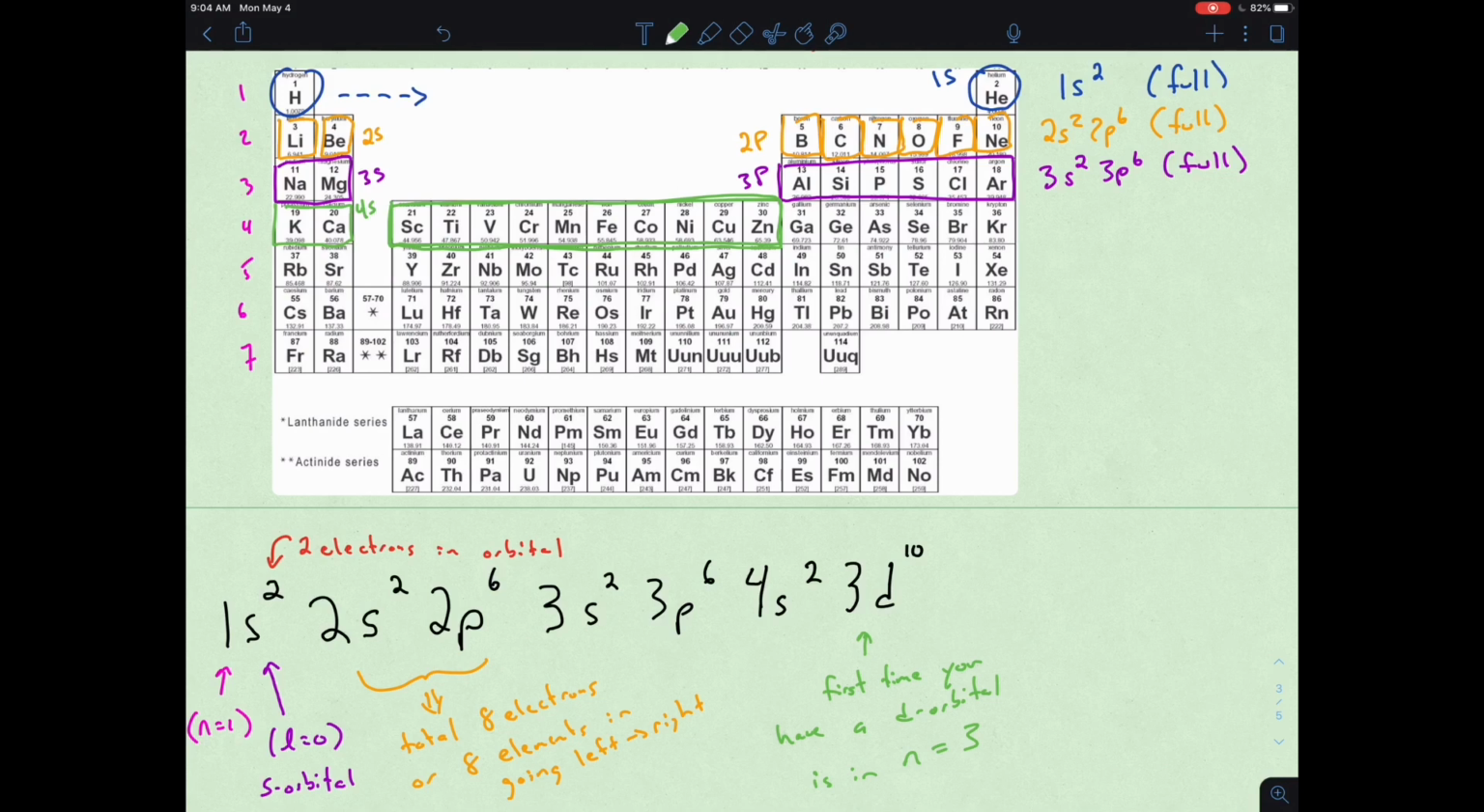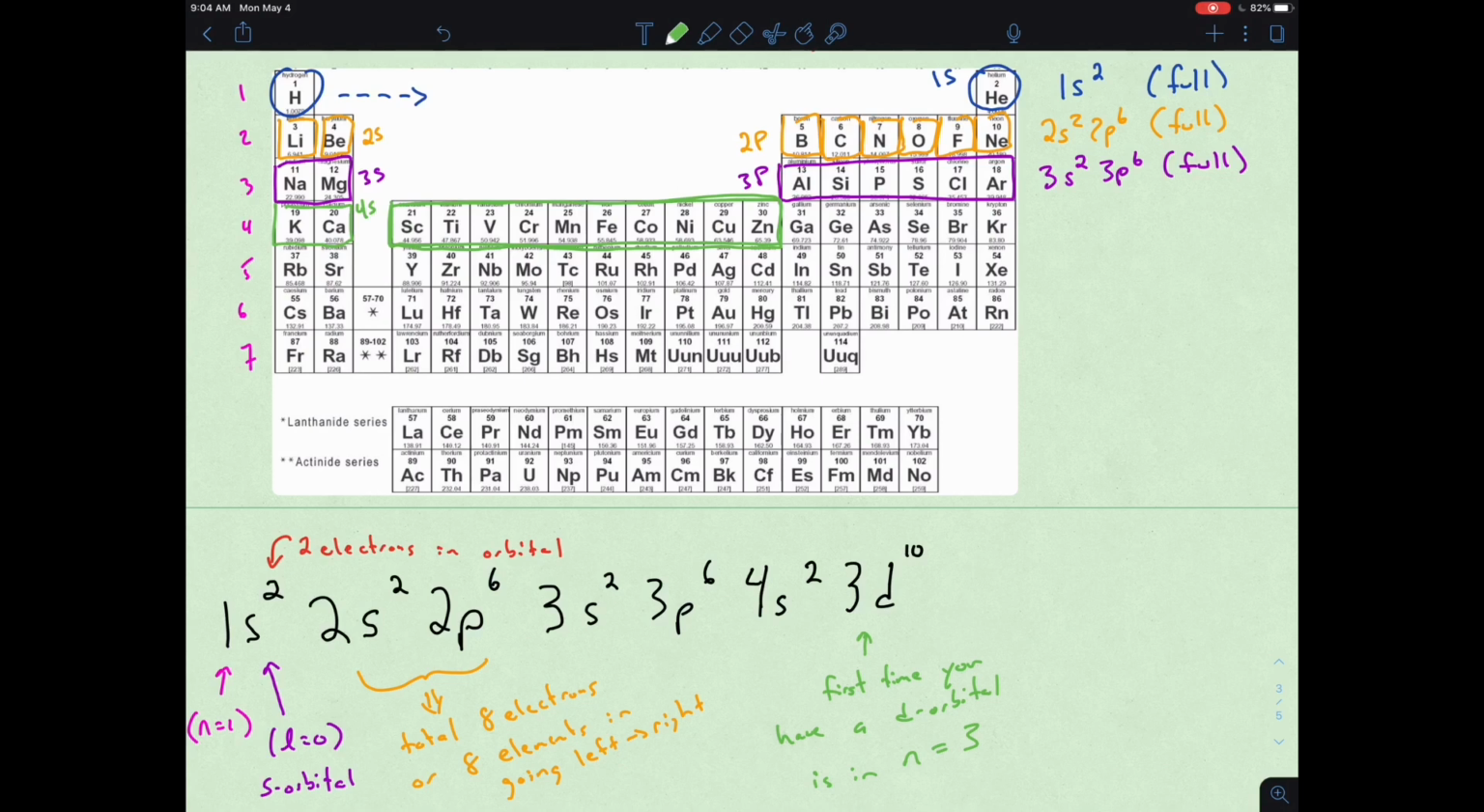Well, the reason why it is not the 4D is because, again, the first time we see a D set is with our n equals 3 principal quantum level, right? And that just has to do with the rules for these layers of L. The first time we see an S is in the first. The first time we see a P is in the second. The first time we see a D is in the third. And eventually we'll figure out the first time we see an F is in the fourth. So we have to keep that in mind.